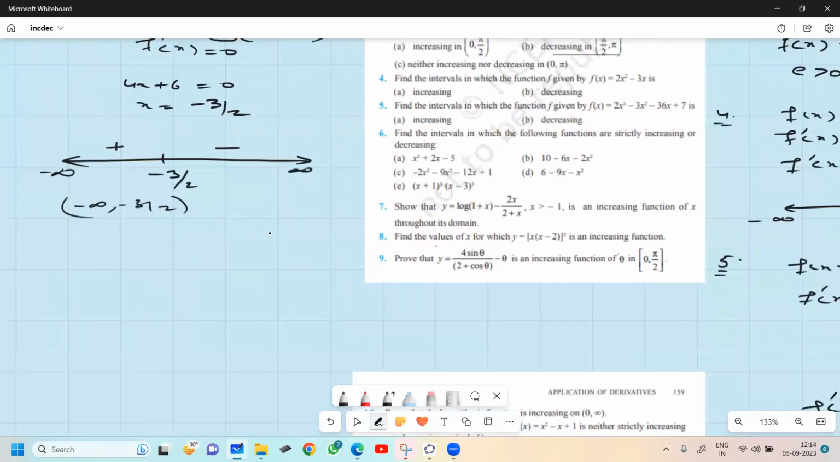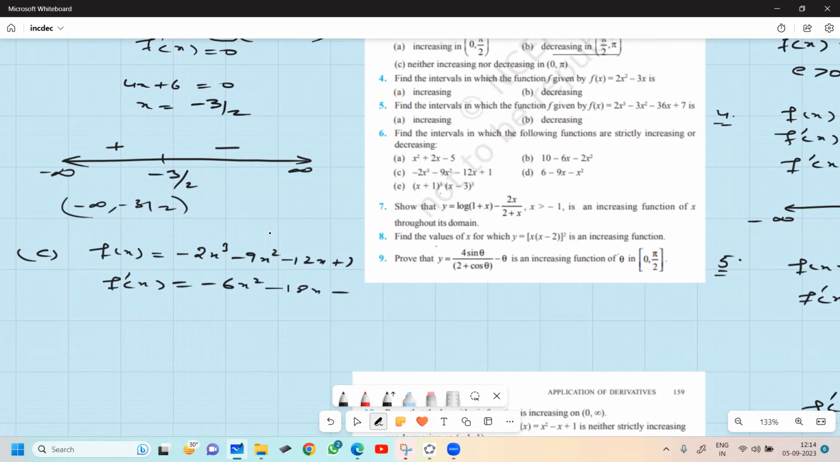Next, C part. f of x is minus 2x cube minus 9x square minus 12x plus 1. So f dash x is equal to minus 6x square minus 18x minus 12. Again minus 6 is common, so x square plus 3x plus 2. So the factors are minus 6, x plus 1 and x plus 2, right?